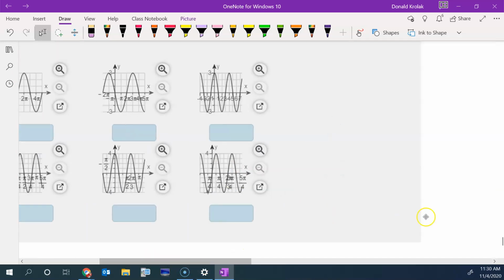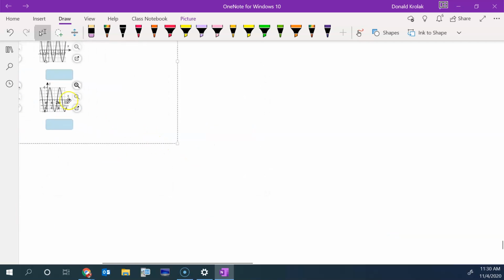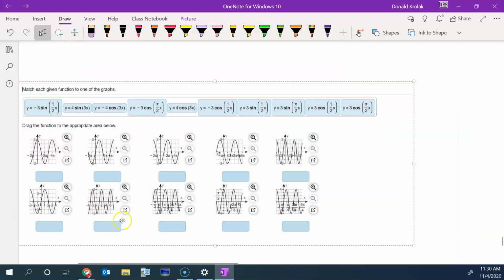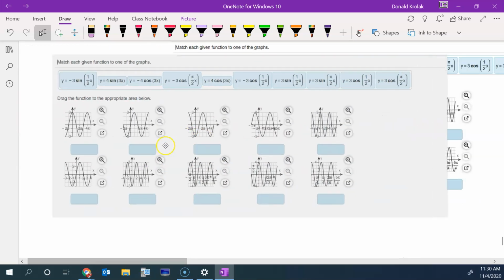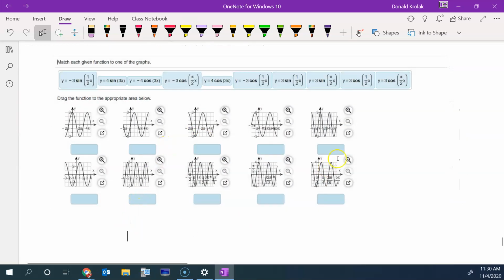Now yours could be in a different order and have a little bit different numbers. Okay, so first of all, to kind of speed things up, look at the amplitudes. On mine, I got amplitudes that are either 3 or 4s.